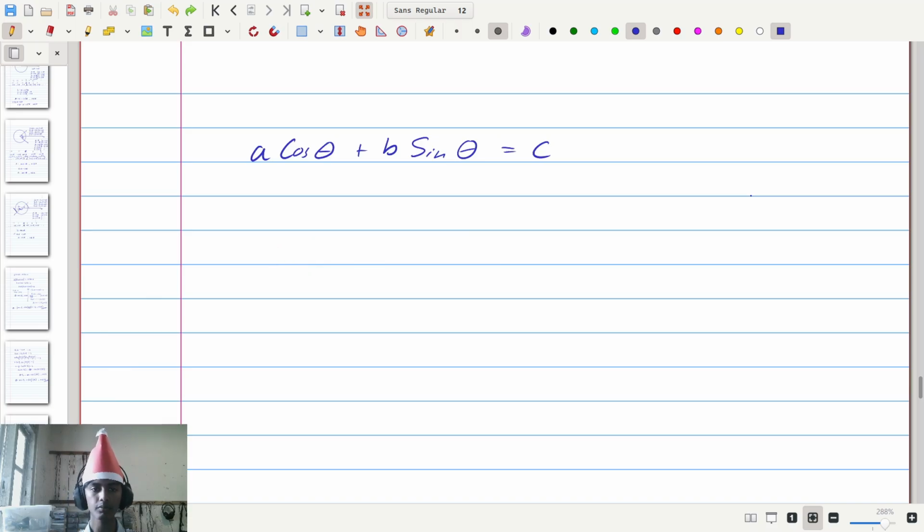So over here we have some numbers a, b and c. A, b and c could be literally anything, and we have theta. How do we start solving something like this? Well, here for this one at least, there's actually quite an easy way to do it.